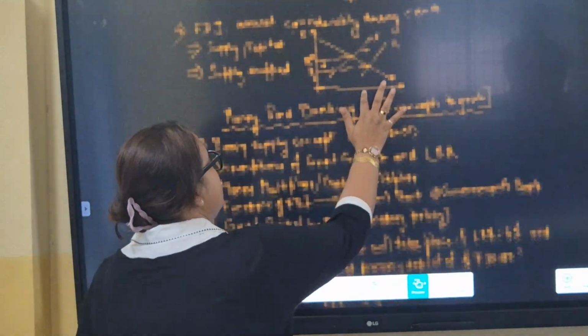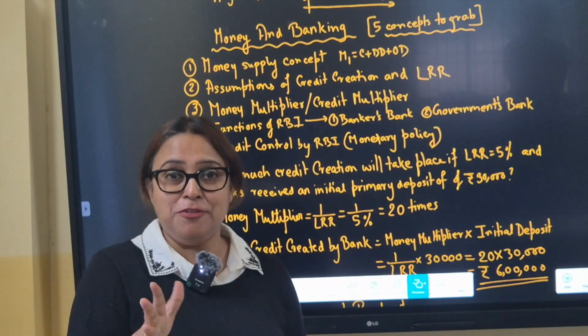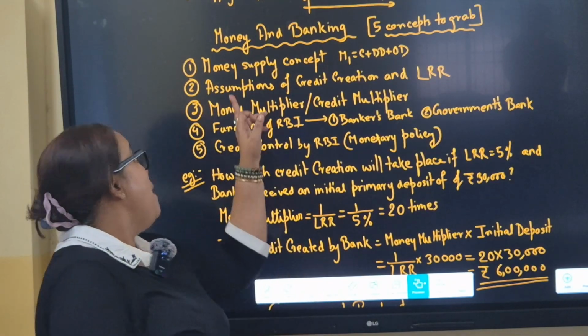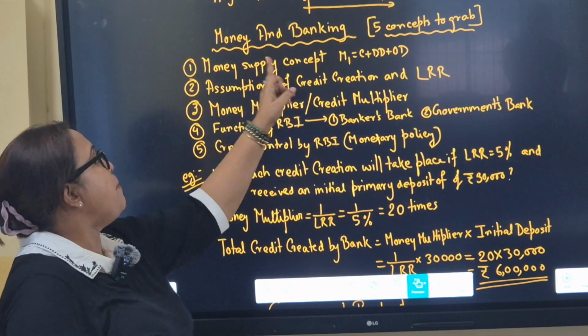Let's see. So 5 problems, 5 solutions. Let's see. Money and banking, 5 concepts to grab. Number 1, money supply concept.